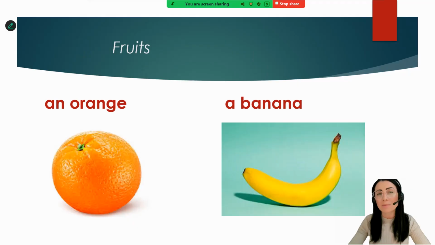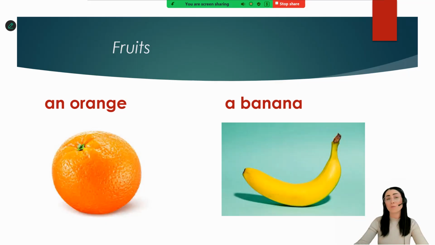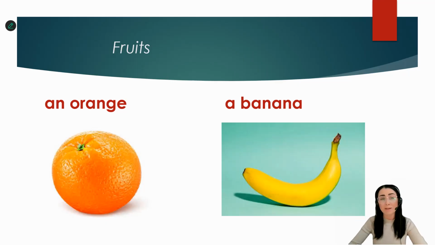Now let's learn some names of the fruits. I will read the words twice. Your task is to repeat, write them down, and remember. Let's get started. An orange. An orange. A banana. A banana.